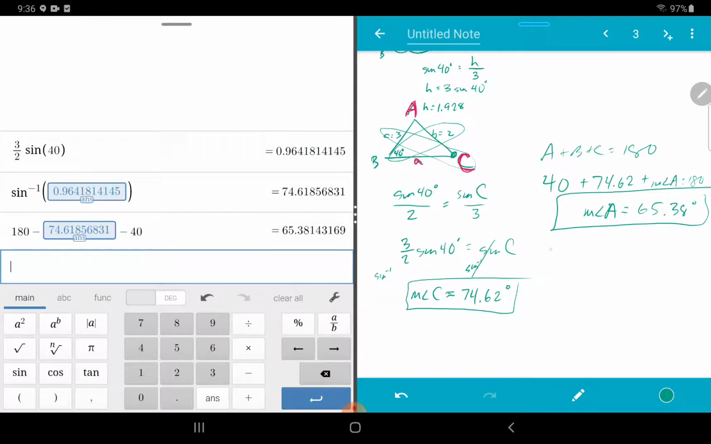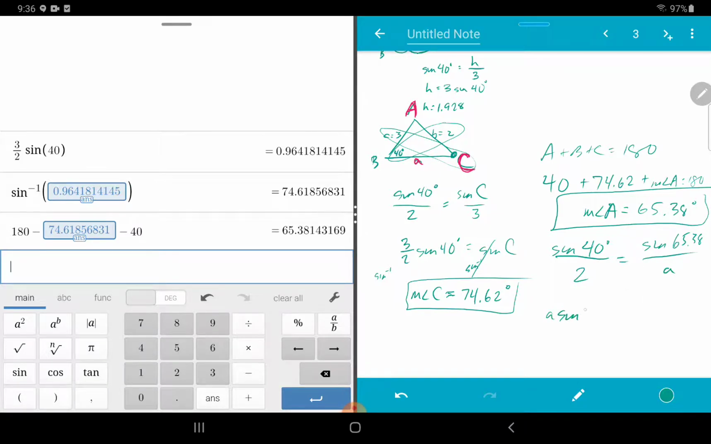And then lastly, let's find side A. So we can go ahead and do sine of 40 degrees. Remember, always use the given. Okay, so the given was the 40 degrees and the 2. Don't use your C because that was rounded. So sine of 40 over 2 is equal to, now we do have to use this one though, sine of 65.38, that's our angle A, compared to side A.